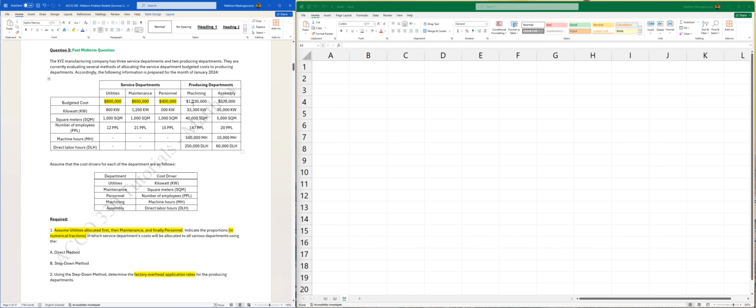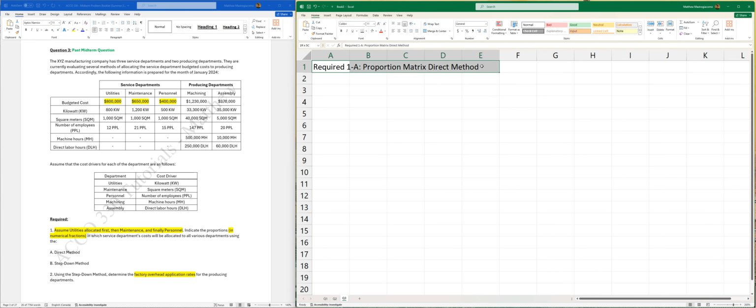All right, now, when solving through this question, guys, like I said, normally build the cost board, then your proportion matrix, or cost allocation schedule, whatever you want to call it. Now we're just going to build our proportion matrix, okay? So for the direct method first, let's do required 1A. Okay, so we're going to build our proportion matrix for the direct method. Now remember for the direct method, we ignore the relationship between support departments.